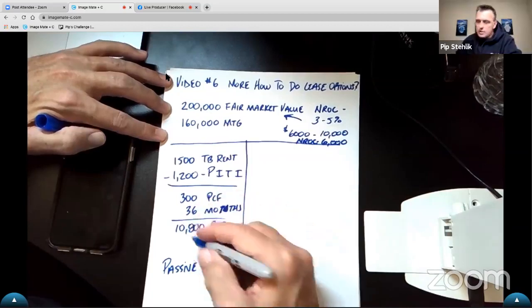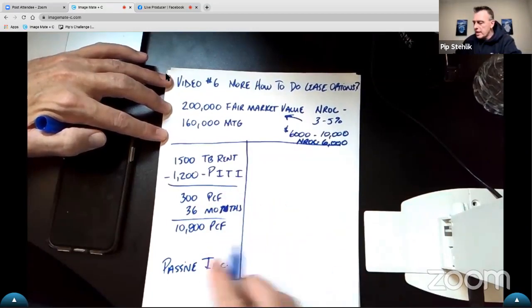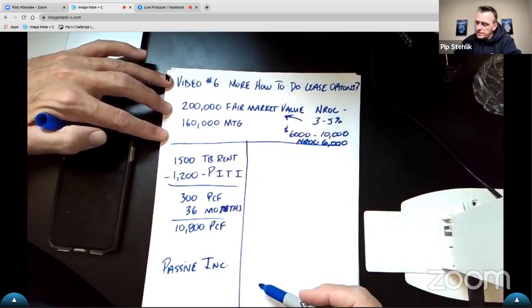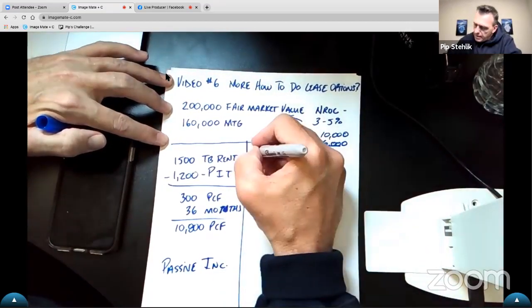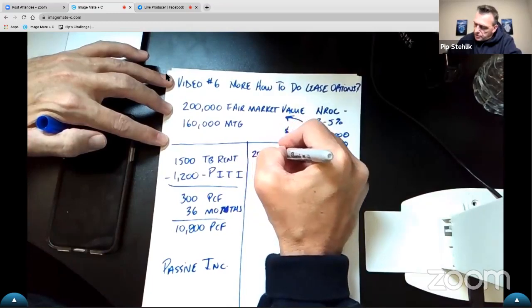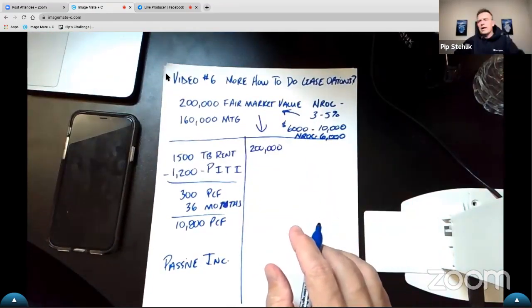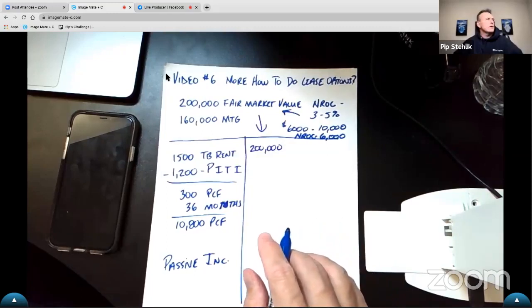So we've got $10,000 of passive income. The lease option has both earned income and passive income. The other side of this is the earned income side. So our fair market value today, we're just bringing that down right now, is $200,000.